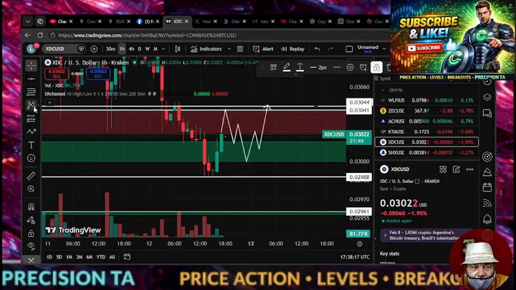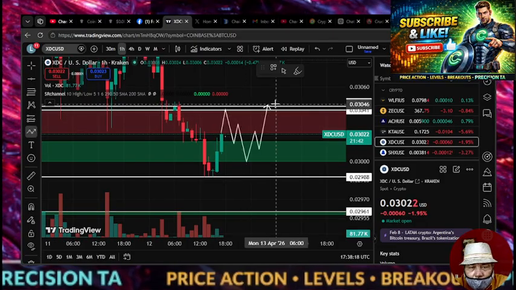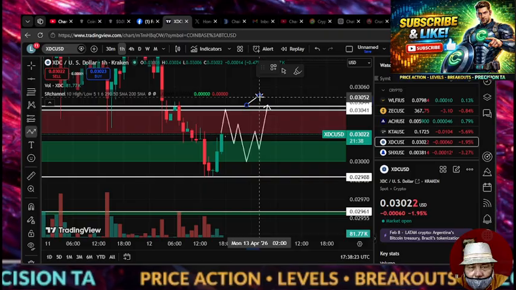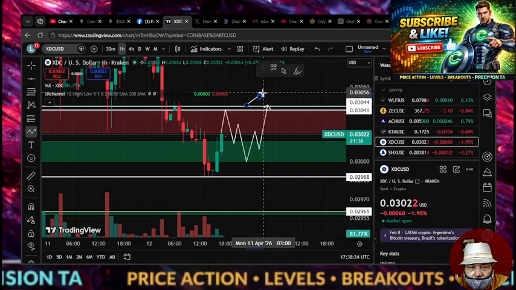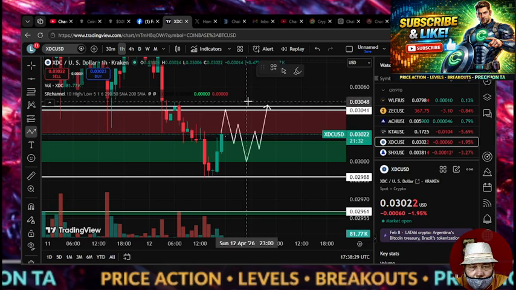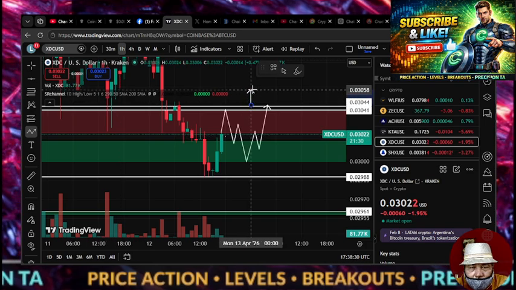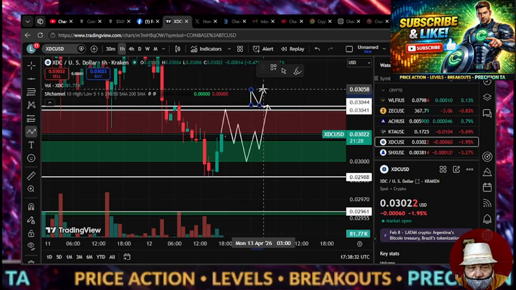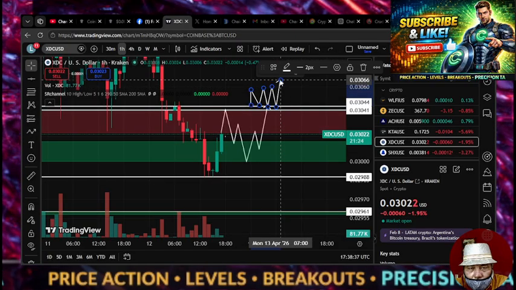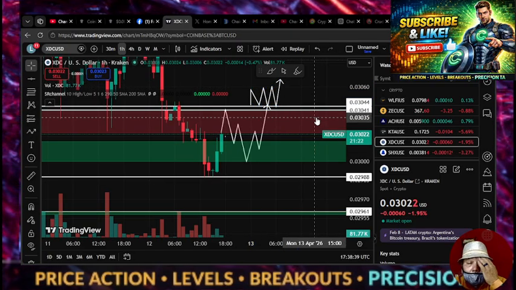That is a resistance zone right there, trying to break above that. So to get above that, once we break above that, we need to consolidate. We need to consolidate here. We need to kind of range up here a little bit before going much higher.